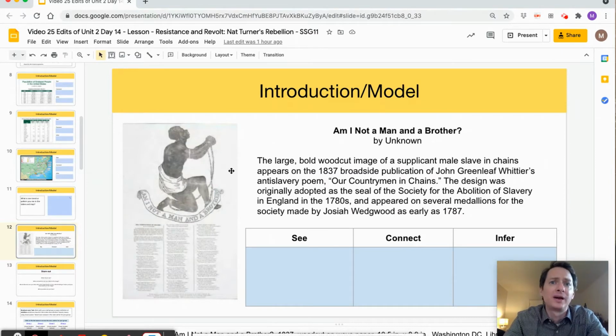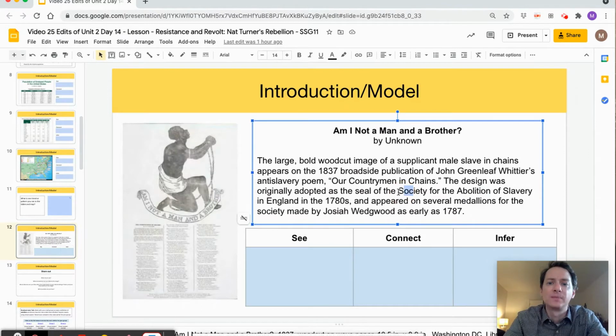Without directly providing the definition of what abolition is, or what the Society of the Abolition of Slavery in England was, facilitate a discussion as needed to ensure that the students are aware of this part of the headnote, because it is going to be relevant in the upcoming activity.